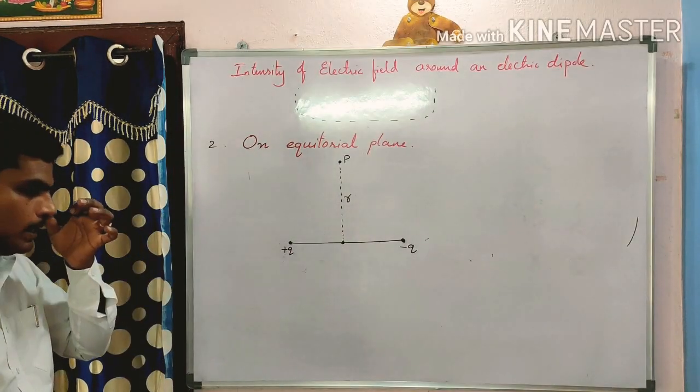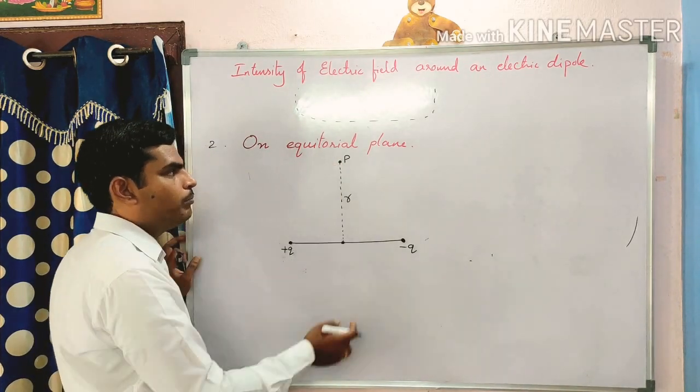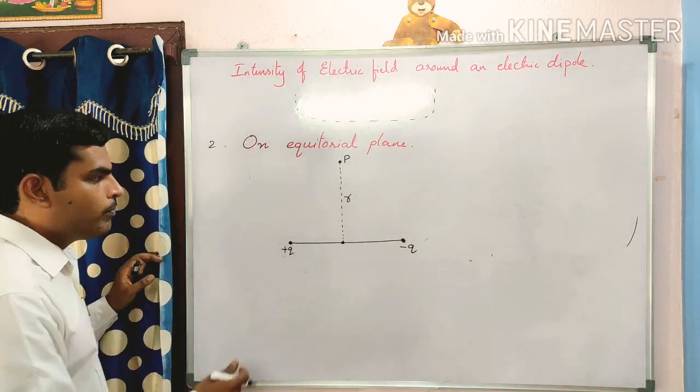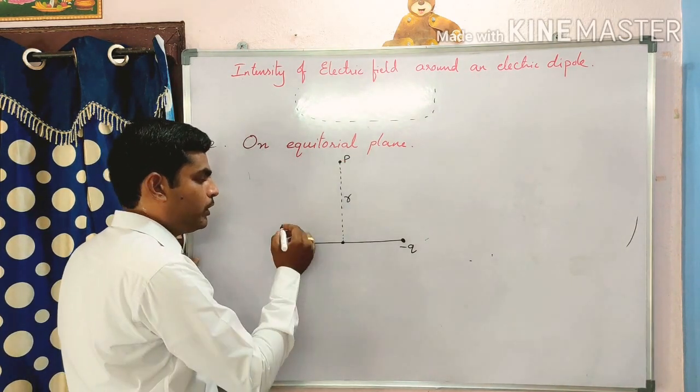It is your wish: you can take the point either on the top or on the bottom. So P is a point. Now, what is the direct distance of P from the charge Q?